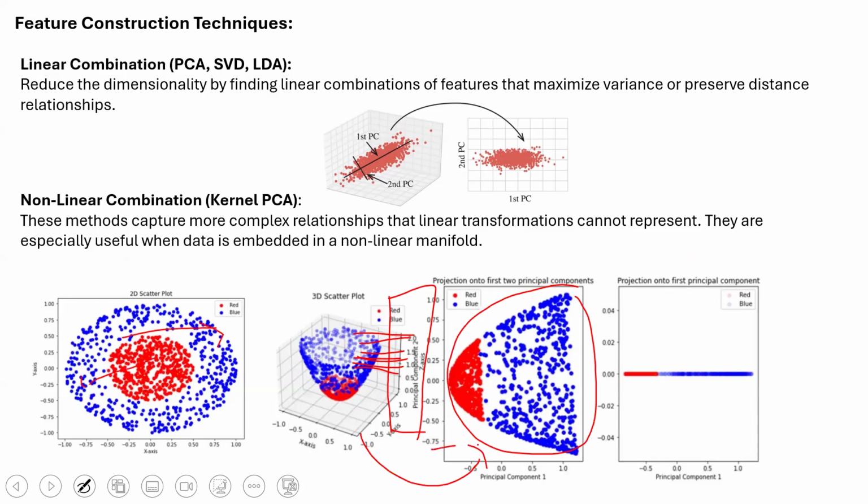Now I'm again placing another 1D space here, and I'm projecting these points onto this 1D space. So finally it looks something like this. Okay, understood? So that is what nonlinear combination is. This has to be achieved using nonlinear combination. You cannot go with linear combination.